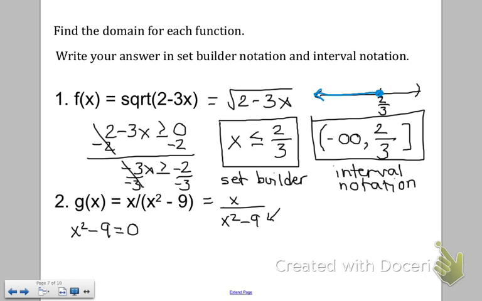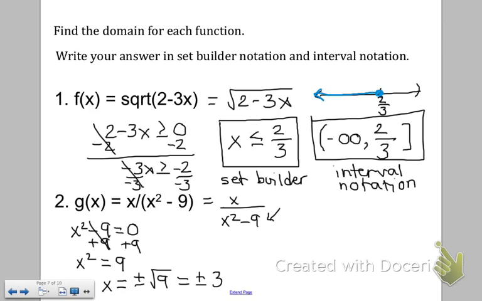Now, this is a difference of squares, so I could factor it if I wanted to, but I think the easiest thing to do in this case is going to be to use the square root property. So I'm going to move that 9 to the other side, and I'm going to say x squared equals 9. Now I'm going to take the square root of both sides, and remember that when I do that, I get that x equals plus or minus the square root of 9, but the square root of 9 is just 3, so I end up with plus or minus 3.